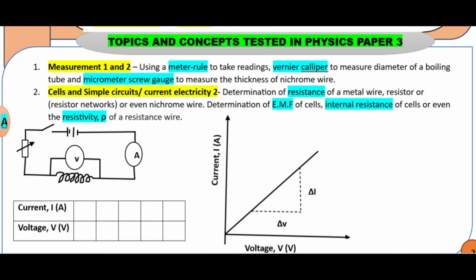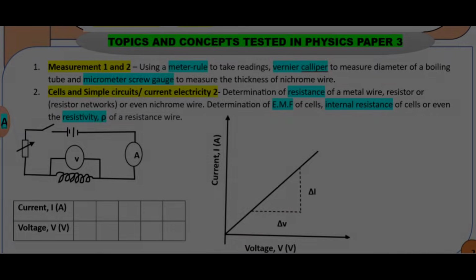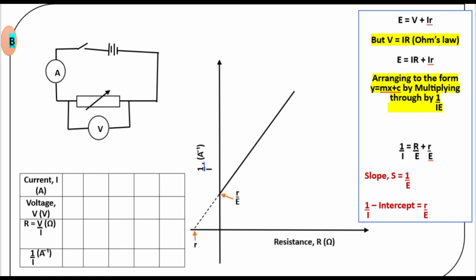We go to the second experiment, number B. We have the cells, switch, ammeter, voltmeter, and a variable resistor. Then you fill a table of current. You are already given the values of current, so you determine the voltage. From there you fill the resistance row, and then you fill the reciprocal of current row. Then you plot a graph of the reciprocal of current against the resistance. So again, this is a straight line graph.